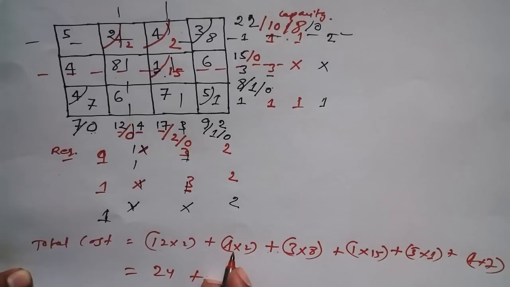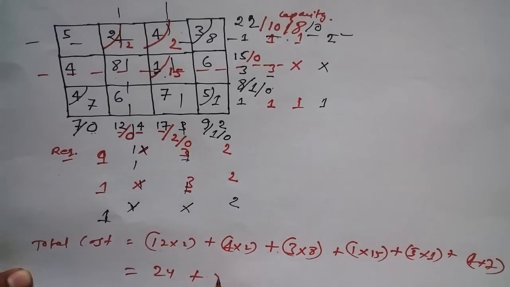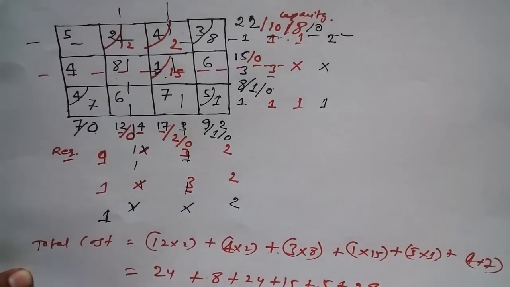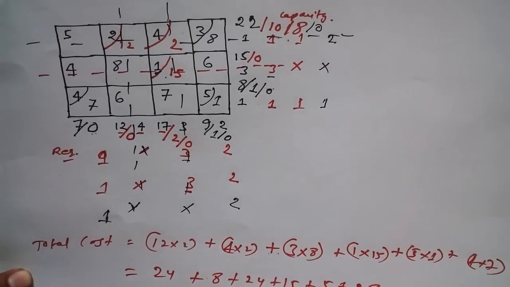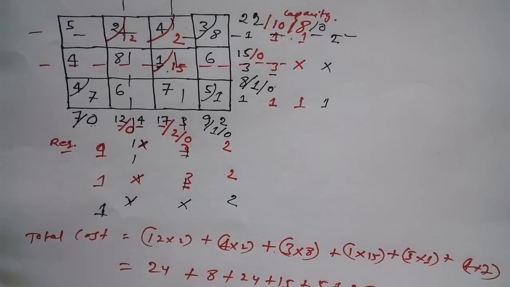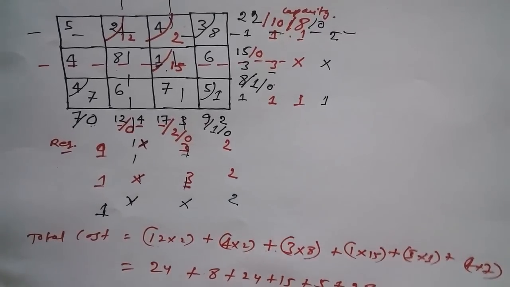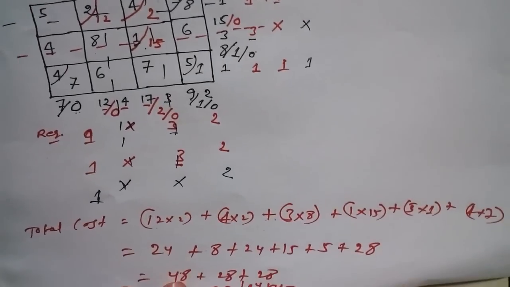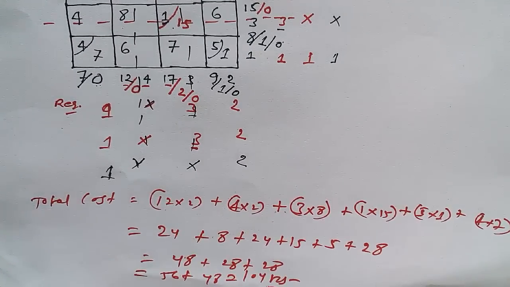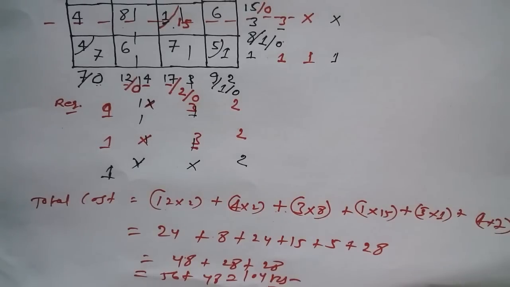24. This is 4 into 2, that means 8, 24, 15, 5, 28. 24 plus 48 plus 28, 20 plus 8. So for 28 56 and 48 is equal to 104 rupees. Okay, let me show you. Yes, 104 rupees. I hope you understand this question, how I have solved.